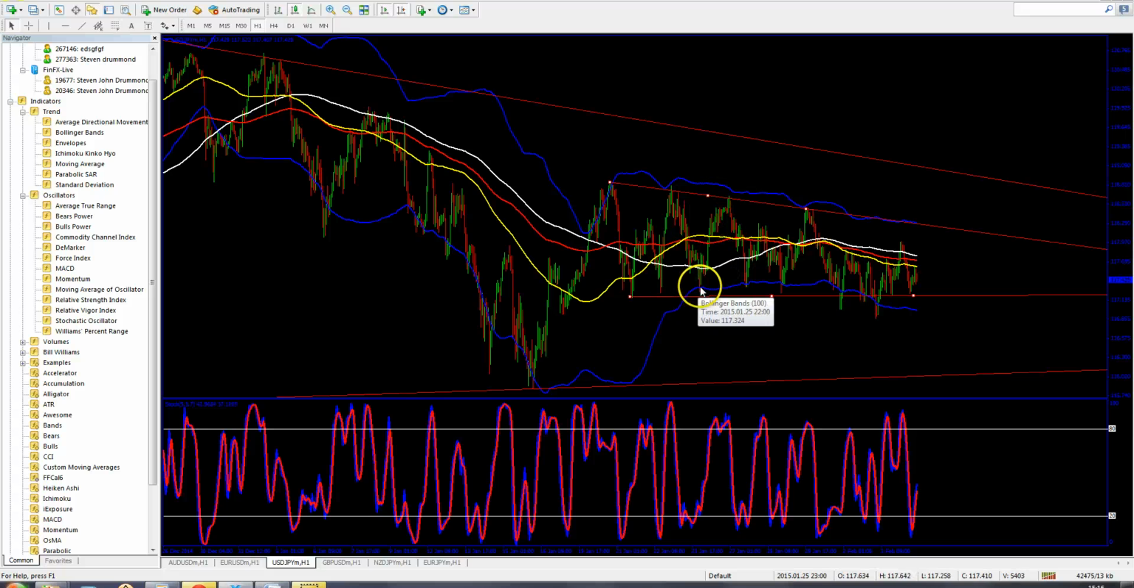You can see here, if you bought here, take profit up at this level, sell again, take profit, buy again. This one probably would have broken even. Buy again, top of the range, sell again.